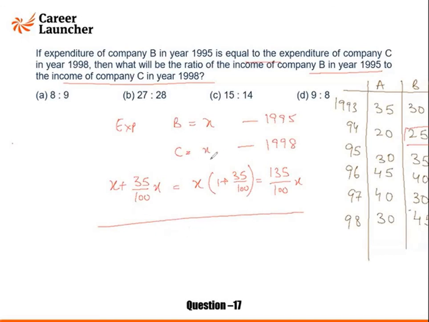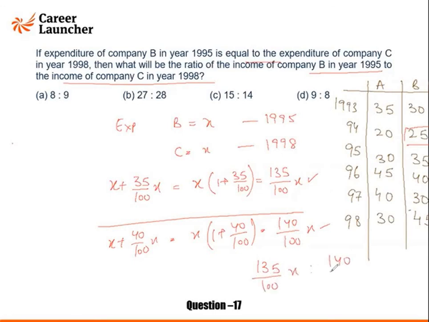Second, C in 1998 has a 40% profit. So X plus 40 by 100 of X, which is X into 1 plus 40 by 100, equals 140 by 100 X. So we got the income of company B for 1995 and the income of company C for 1998. The ratio is 135 by 100 X to 140 by 100 X. Hundreds and hundreds will cancel out, X and X will cancel out, and it will divide by 5. So this turns out to be 27 and this turns out to be 28. Your answer will be 27 is to 28.